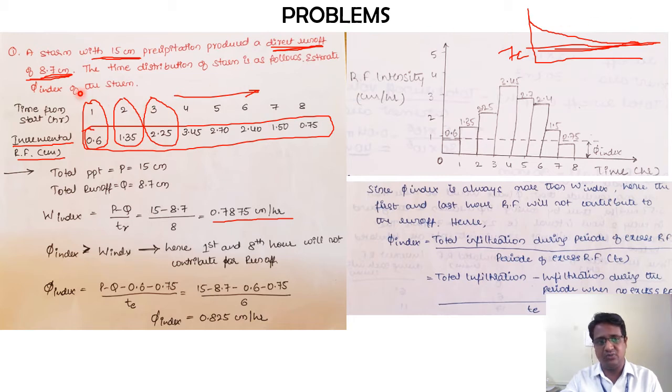But right now, with the help of this phi index, instead of giving you this variation, it gives you a constant value. Right now W index has given me 0.7875 centimeters. So what does this indicate? If I do the same explanation, here is the ground surface, and here the rainfall is occurring. How much rainfall is occurring? Total rainfall occurred is 15 centimeters, right? Out of that, how much runoff has taken place? Runoff is 8.7 centimeters, right?